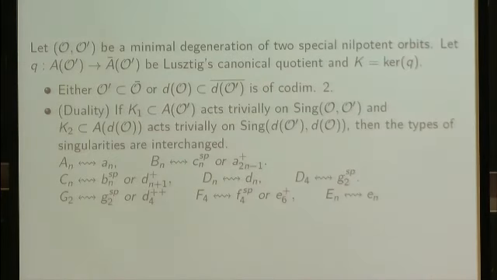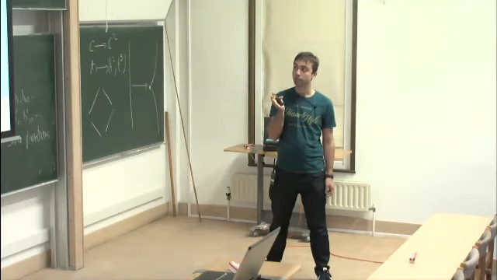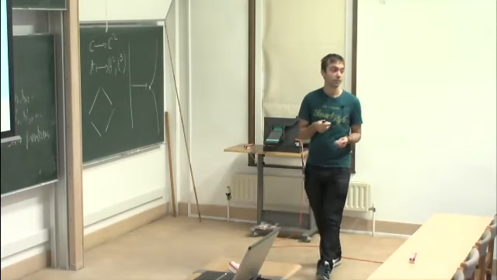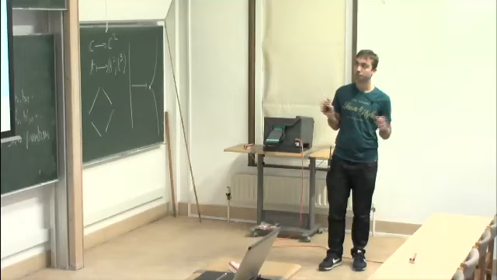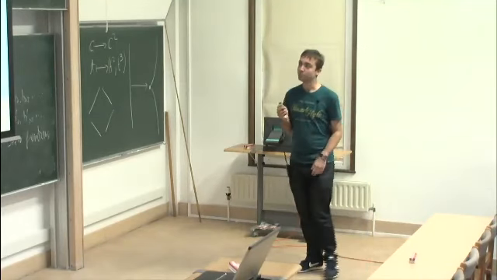So there should be also dual singularities between special orbits. But sometimes it gets weird, it doesn't quite work. So you have this canonical quotient of Lustig, and it has a kernel sometimes, and you want that it acts trivially on the singularity. If not, then we don't know. It's weird.